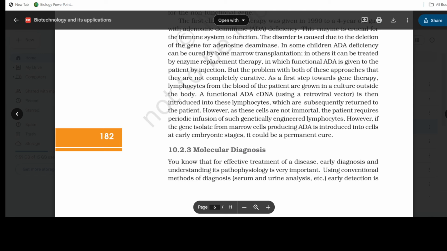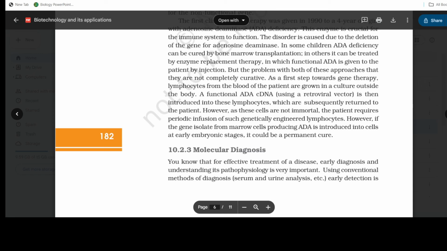However, these cells are not immortal. Lymphocytes have a limited lifetime, so after that the lymphocytes may die. So again, these lymphocytes have to be cultured and returned to the patient. The patient requires periodic infusion of such genetically engineered lymphocytes. This is because we are doing it after the patient has grown to a certain age. If it is done at the embryonal stage, it should be a permanent cure. If you do the same process at the embryonal stage, then all the lymphocytes will get the recombinant DNA with ADA, and it will be a permanent cure.